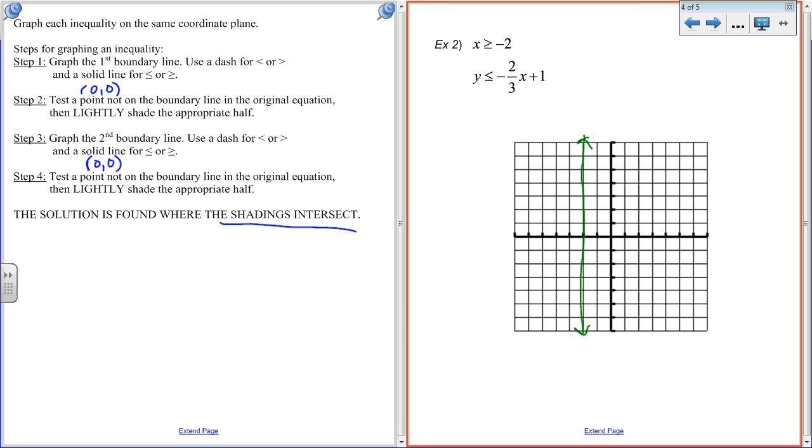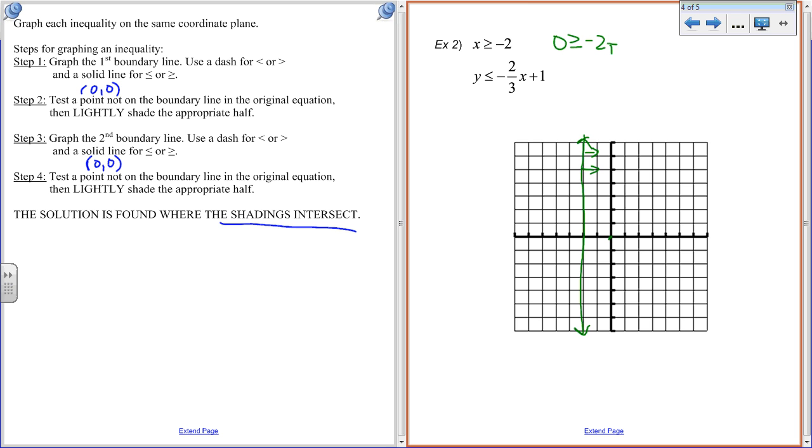I want to show you guys another option for your shading that might help some of you that don't like messy papers. I need to shade x is greater than -2. Some of you automatically know that. What direction do we go for greater than -2? To the right. If you need to test 0, 0, is 0 greater than -2? Yeah, that's a true statement. But I'm going to shade to the right.